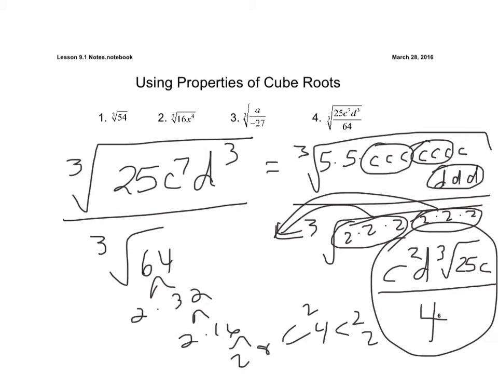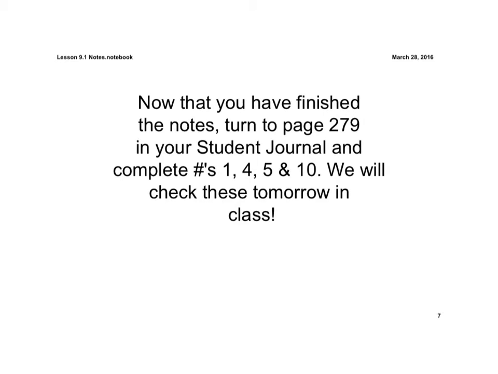All right? So again, it's just using the factor tree and then trying to find either pairs or triples, depending on if you're doing the square root or the cube root. Now, use these examples and turn your journal to page 279 and try to complete problems 1, 4, 5, and 10. And we'll check these tomorrow in class.